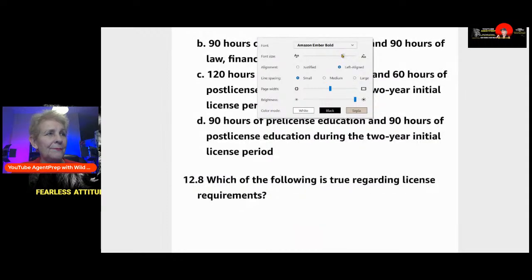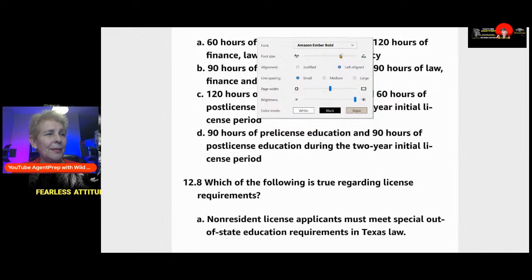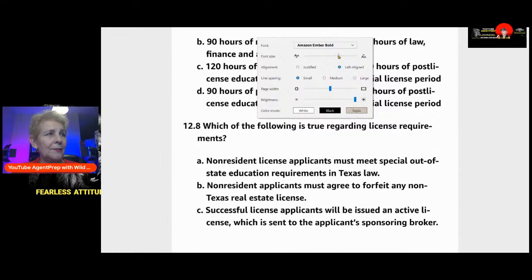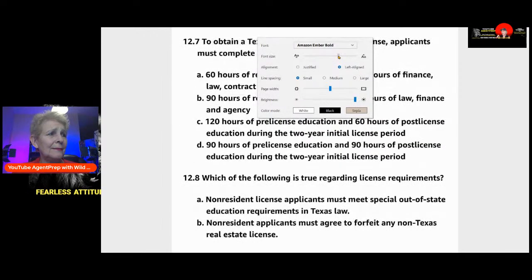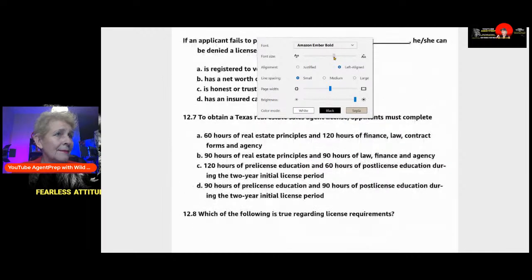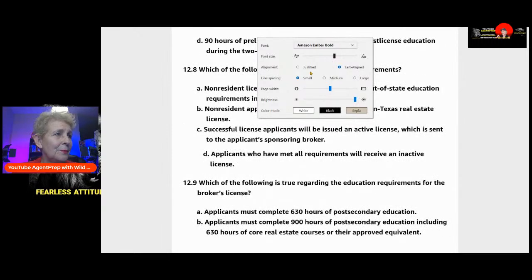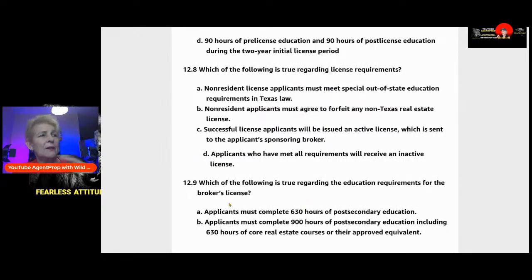Or D, let me get it all on one page. Oh, come on. Dang. Okay, I can't seem to maneuver. Okay, there. Or D, applicants who have met all requirements will receive an inactive license.